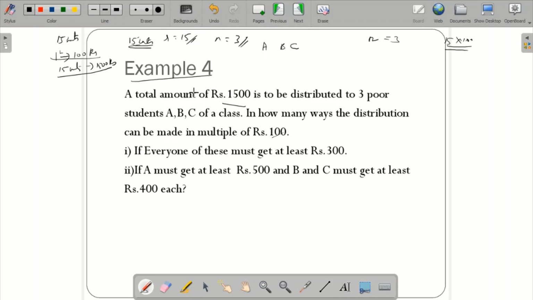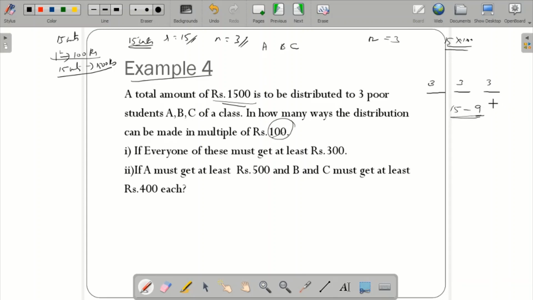So I'll repeat again, a total amount of rupees 1500 to be distributed among 3 poor students A, B, C of a class. In how many ways can the distribution be made in multiples of rupees 100? So you know that if I take 1 unit equal to 100, 15 units is nothing but 15. R is equal to 15. So the first question is, if every one of these must get at least rupees 300, what does that mean? At least 300 means for this person, if I write in terms of units, this is 3, this is 3, this is 3. So 15 minus the total 9, it would give you 6.